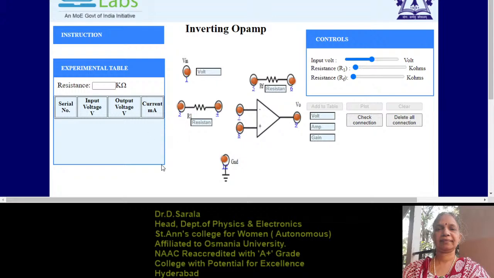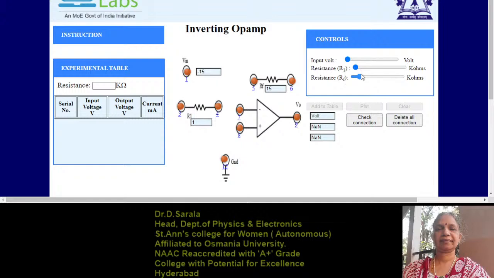Here you have a tabular column. As you perform the experiment, you can add it to the table here. This is input voltage. You can vary this. As you vary, you can see the input voltage is changing here. Similarly, this is RA. As I change this, you can see the resistance is changing here at the input. When you change this, you can see that it is changing.